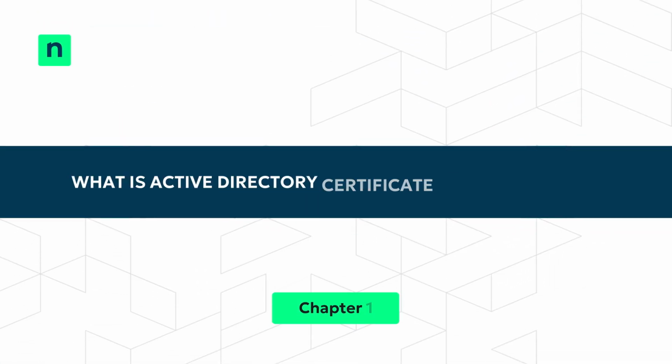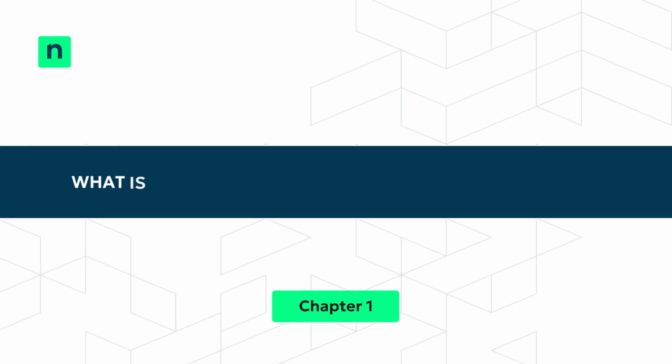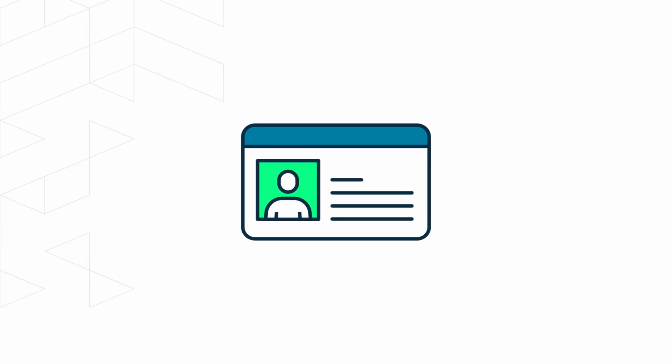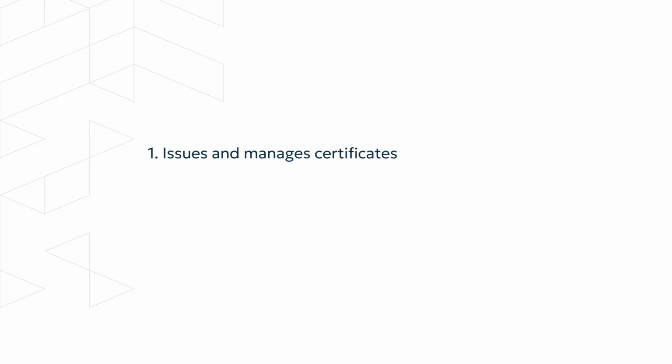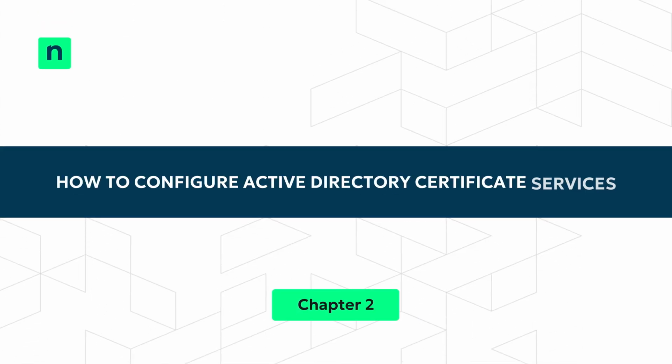What is Active Directory Certificate Services, or ADCS? Think of ADCS as your network's digital ID system. It issues and manages certificates that encrypt communication, verify identities, and ensure data integrity. It's built into Windows Server and provides in-house public key infrastructure, PKI. Creating a secure PKI starts with installing and configuring Active Directory Certificate Services.